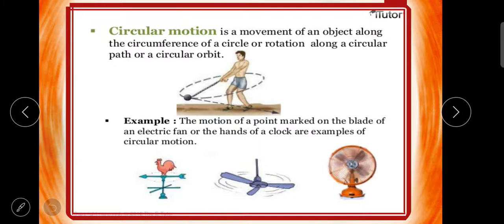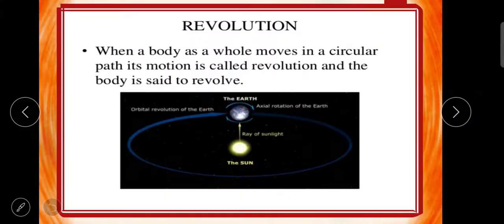Here you can see a person is rotating a ball which is suspended on a chain and is moving it around a fixed point where he is standing. Such kinds of motions are called circular motion.